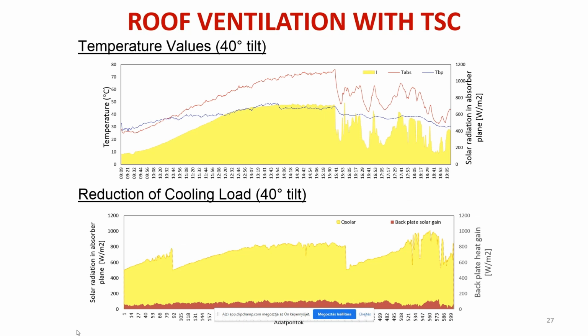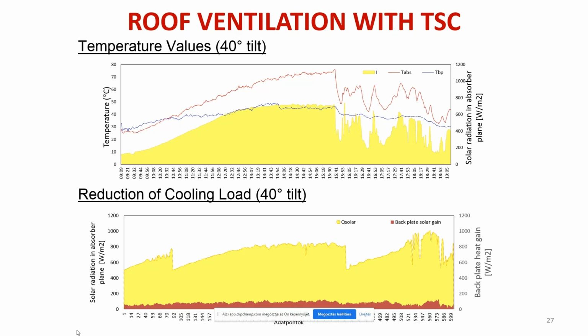And what we have got is this one day that you see in the picture above, from 9 o'clock to 7 p.m. The yellow area shows the solar radiation. The red line is the absorber temperature, and the blue line is the backplate temperature. Up until 3:45, it was sunny without clouds, and after 3:45, some clouds arrived, as you can see.